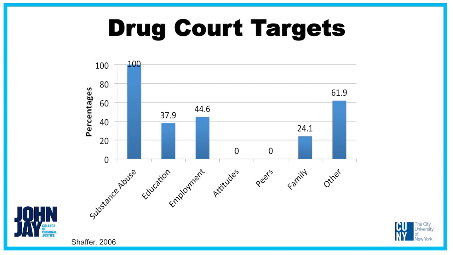But look at the programs that talked about education or employment, right? A third, less than half. None of the programs that I talked to targeted antisocial attitudes or criminal thinking. None of them had groups aimed at disrupting peer networks. And yet we know that those factors are incredibly predictive of future criminal behavior. About a quarter dealt with the family, and 62% identified other needs.